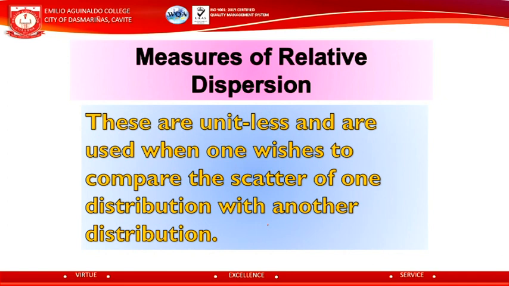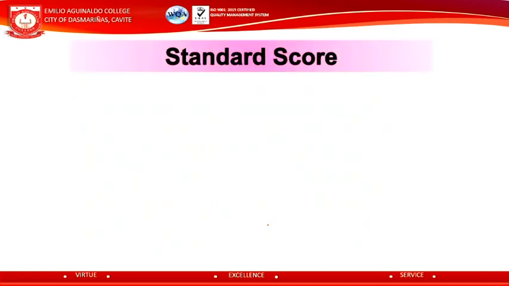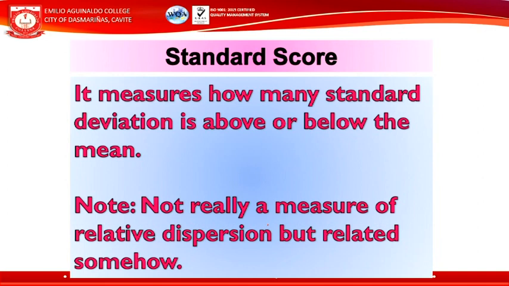Now, we will proceed to the discussion of the measures of relative dispersion. So, what is measure of relative dispersion? So, these are unitless and are used when one wishes to compare the scatter of one distribution with other distribution. So, these are just used in comparison. That's why it is being called as relative dispersion. Okay, we have what we call standard score. It measures how many standard deviation is above or below the mean. So note that not really a measure of relative dispersion but related somehow. So the standard score.